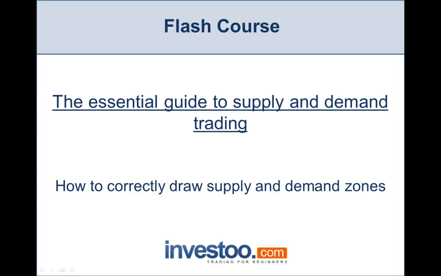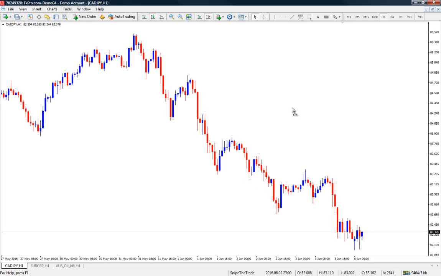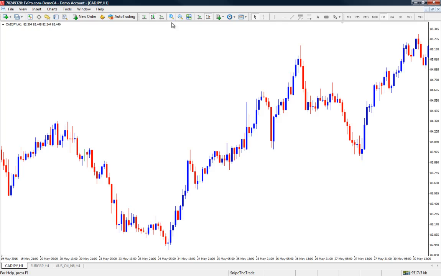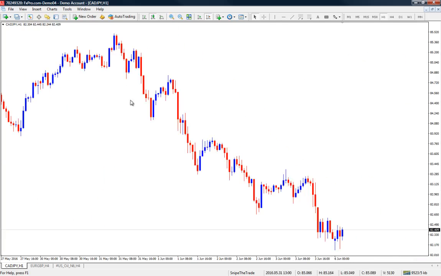All right, so we are going to look at this CAD Yen 1 hour chart. I'm going to zoom out and show you the entire chart. We are in a very strong down move for the time being, and we are going to start to build our zones. Now, let's zoom in again and let's look for previous areas of demand.